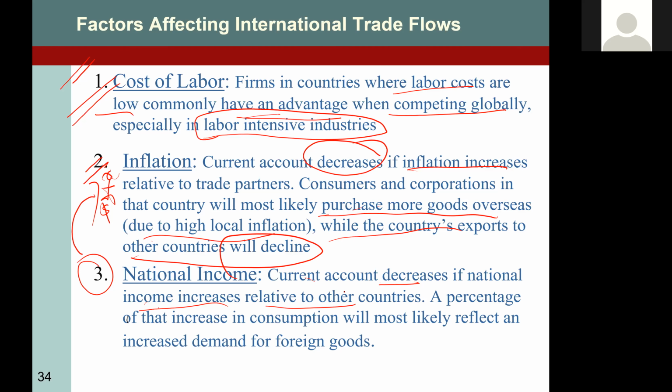They can afford more foreign products, their imports start rising. That's why their current account decreases or goes towards the negative side. A percentage of the increase in consumption will most likely reflect an increased demand for foreign products. Increased demand for foreign products means imports start rising.